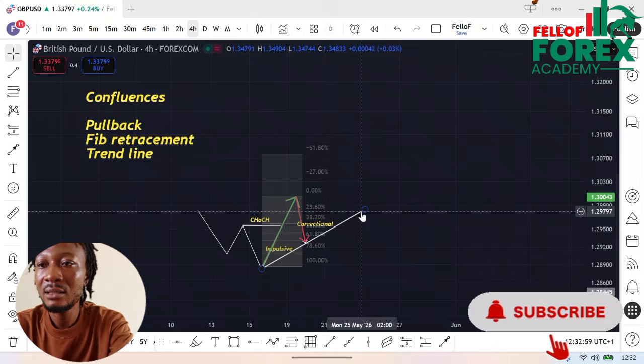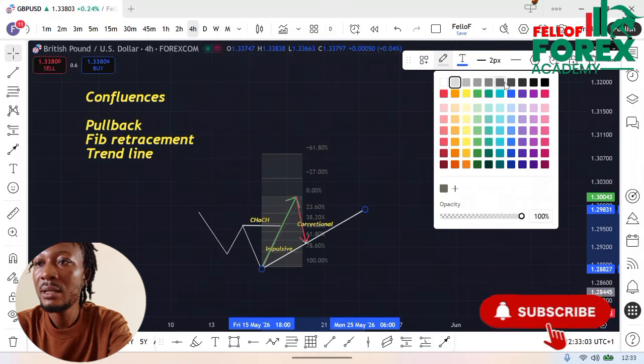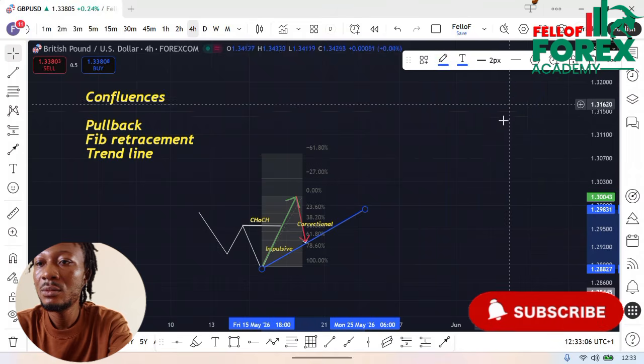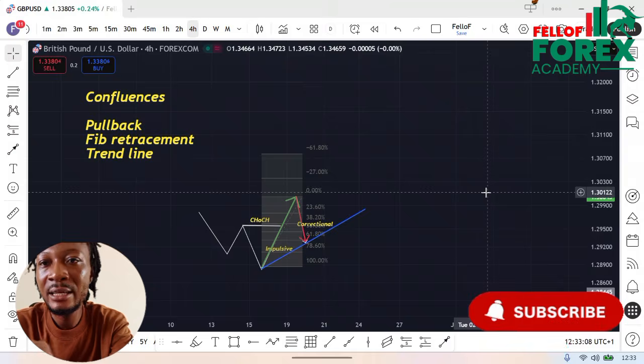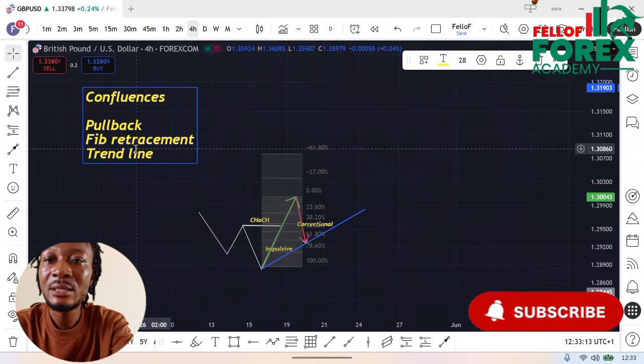It shouldn't be like that of what we have here. So let's make it blue. Good. So you can use a trend line as a confluence. Now let's add another confluence.